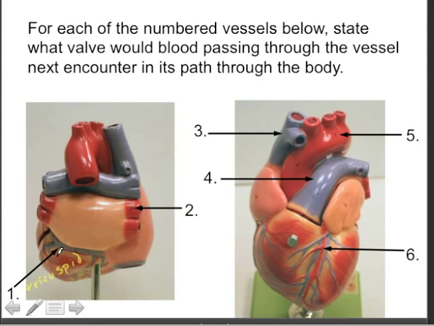Okay. Question number 2, what valve are we going to see next? Well, these are the pulmonary veins. The pulmonary veins drain into the left atrium, so the next valve you're going to see is the bicuspid.